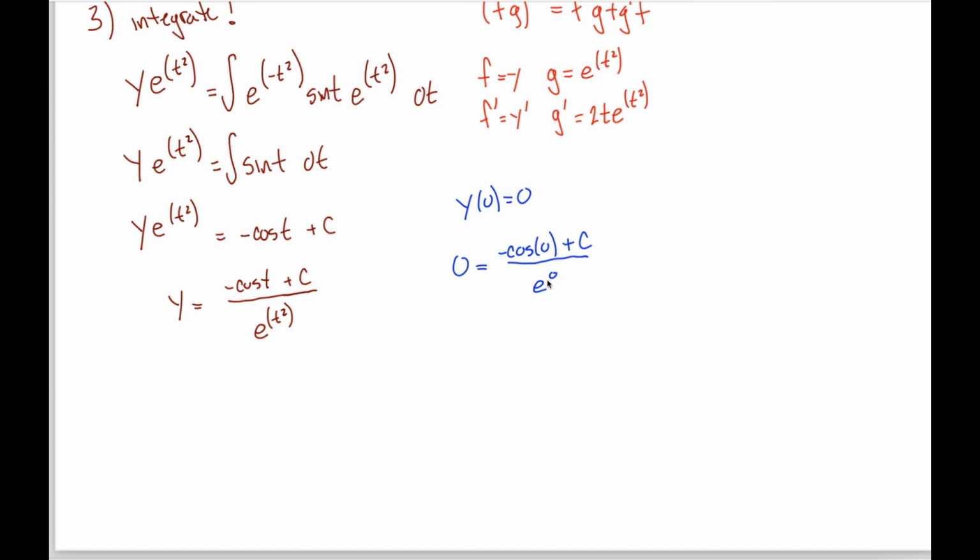0 squared is just 0. E to the 0 is equal to 1. So I get 0 is equal to the negative of the cosine of 0 plus c. Cosine of 0 is equal to 1. So I get that 0 is equal to negative 1 plus c, and c is equal to 1. Now that I know what my arbitrary constant is, I can rewrite my solution as negative cosine of t plus this constant 1, divided by e raised up to the t squared power.